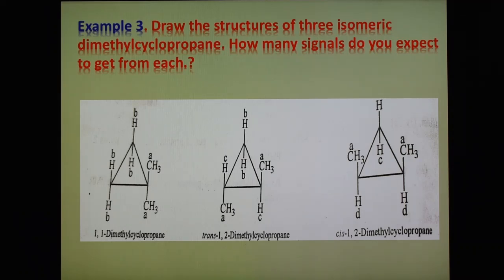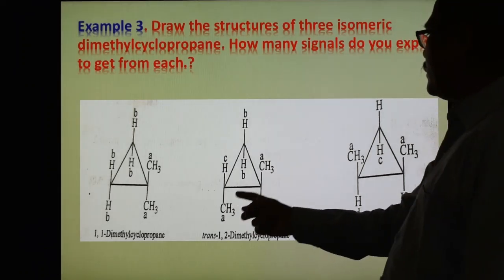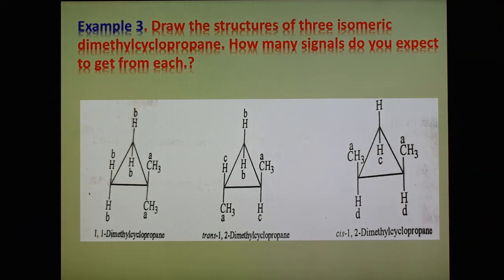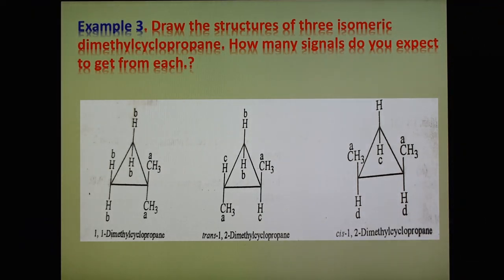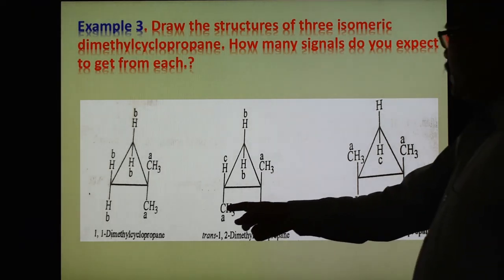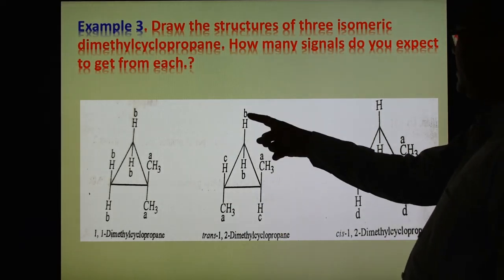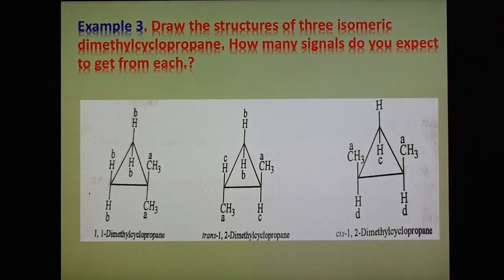In the case of the second compound, trans 1,2-dimethyl, these 2 are in trans positions, and here the position is changed, the CH3 comes here and H comes here. Now see the number of different types of protons: A, then B, and this is C. So 3 different types of protons are there, therefore in the case of trans there are 3 NMR signals.